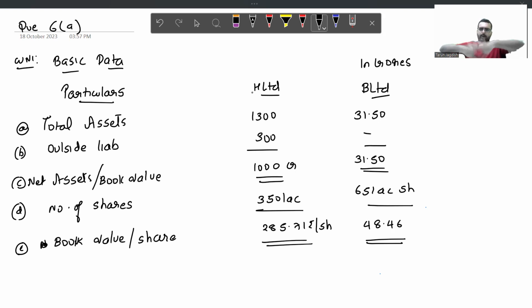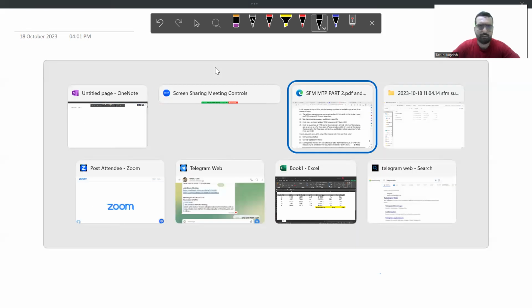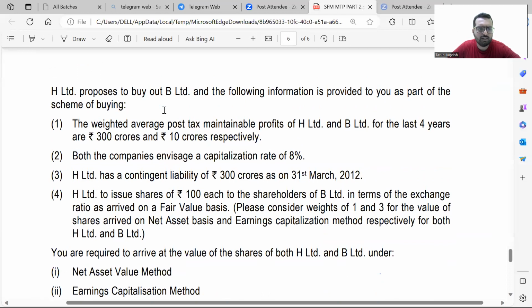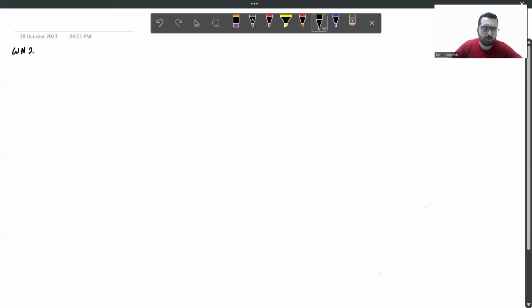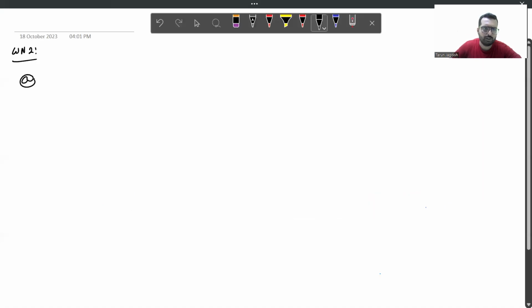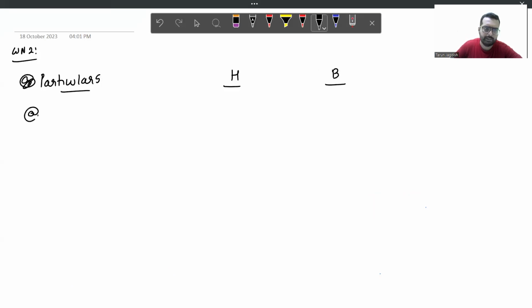Perfect, friends. I believe you're all done writing this. Can I go to the next part now? Okay, let me go to the next part. Fine. So net assets method is done. Now we need to find out using earnings capitalization method. I'll write down working note number 2. I'll first put the data. Weighted average post office profits has been given over here. So I'll draw a table, particulars. You have H and then you have B.